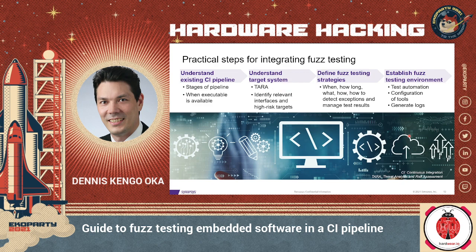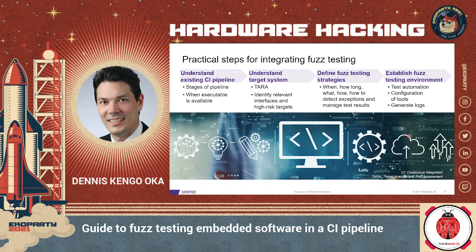The practical steps for integrating fuzz testing into a CI pipeline involves 4 steps. The first step is understanding the existing CI pipeline. Here we need to understand what are the stages of the pipeline and when is the executable available for fuzz testing. The second step is understanding the target system. As I described, here we can use a TARA, a threat analysis and risk assessment, to identify relevant interfaces and high-risk targets. The third step is to define fuzz testing strategies, as I mentioned on the previous slide.